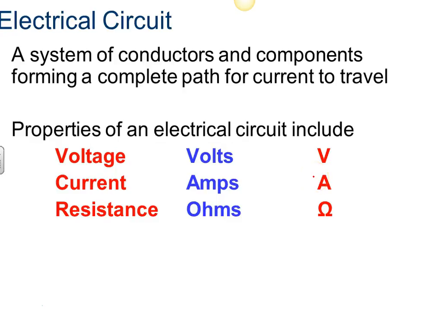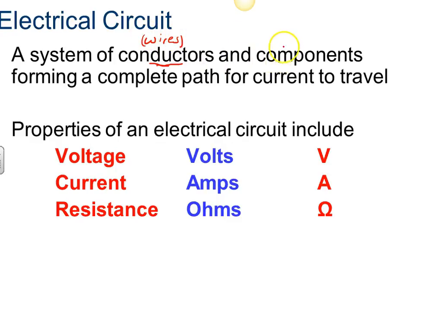So when we look at an electric circuit, first of all, the definition of a circuit is a system of conductors and components forming a complete path for current to travel. Now, a few things about this. It does have to be a system of conductors. These conductors are often wires.